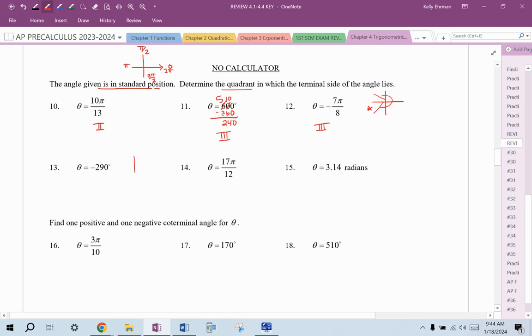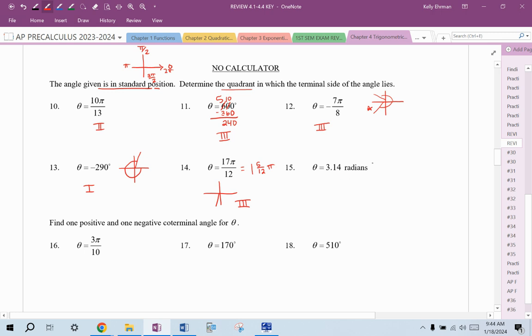Negative 290, same idea. It's more than negative 180. 290 is past negative 270, so that would fall somewhere into quadrant 1. 17 pi over 12. This is helpful if you think of this as a mixed number. 17 over 12 is 1 and 5/12, which is not quite 1.5. So if you're not yet at 3 pi over 2, you're just short of that. So this is quadrant 3.